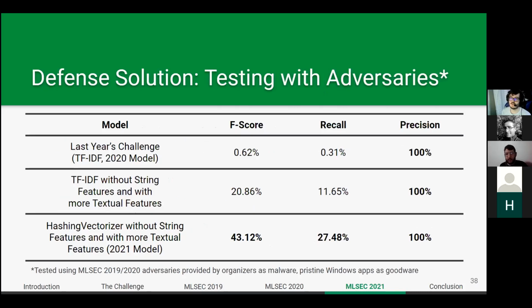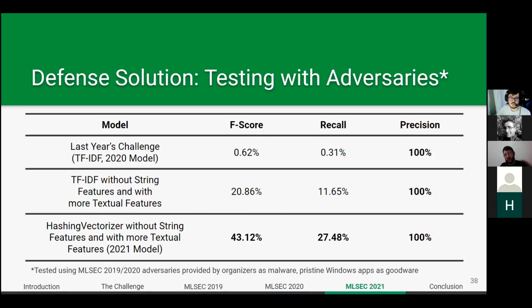As an initial experiment, we tested 3 different approaches with the MLSEC 2019 and 2020 adversarial samples as malware, and we used pristine Windows apps as goodware. When tested with the MLSEC 2020 model, we obtained a very low F-score and recall, as we can see in the table. An improvement can be seen with the very same model, but without the string features and with the new textual features we included. So from 0% to almost 21% of F-score just by doing this little change. Now when we test it with the new 2021 model, which uses the hashing trick without string features and with more textual features, we obtained 43% of F-score. So from 0 to 43, it's quite a good result.